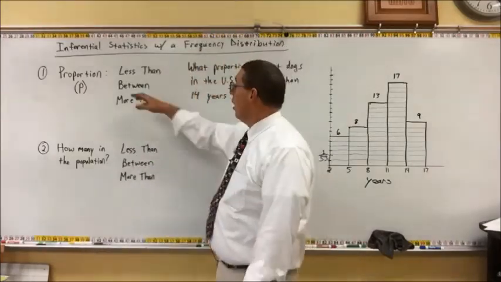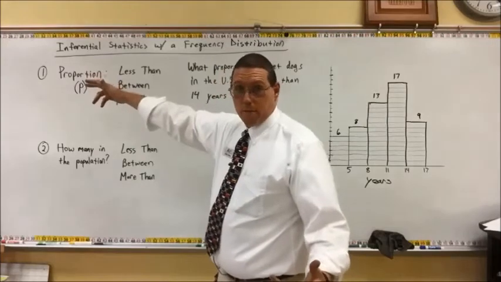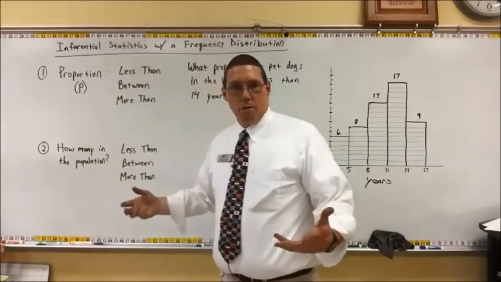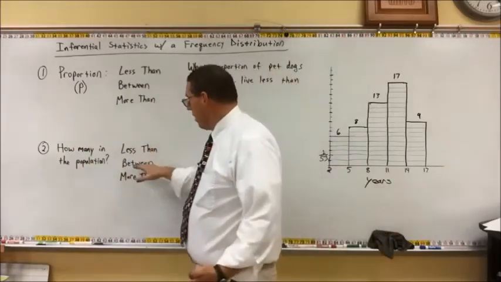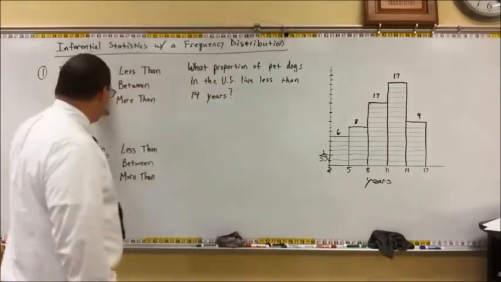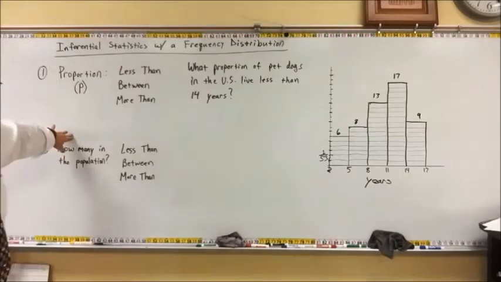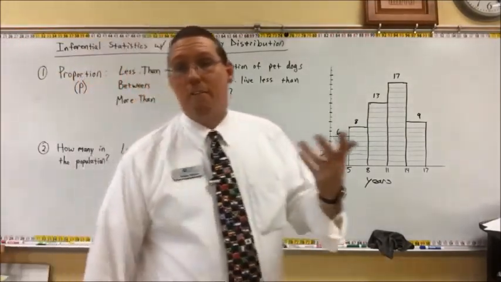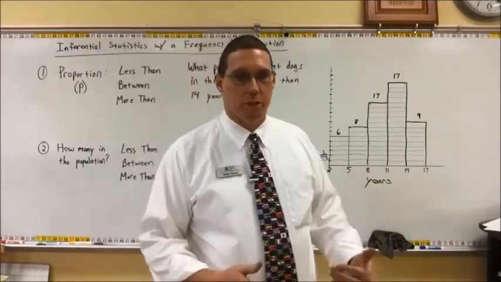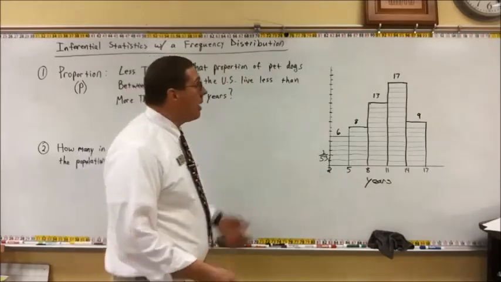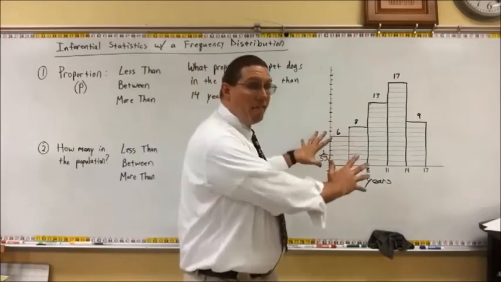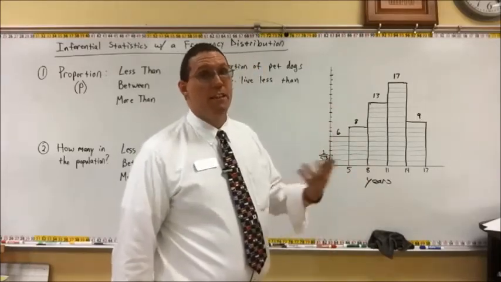I should be able to answer what proportion of all the pet dogs in the United States live less than, between, or more than, and how many of the pet dogs in the United States live less than, between, and more than. And it's the same basic process. I'm going to show you how to do a proportion, and then in order to do the how many in a population, again, all you do is identify the proportion and then multiply it by the population. It's just like using a frequency distribution. The reason it's the same is because a histogram is a frequency distribution, but it is a graphical frequency distribution instead of a table. Okay?